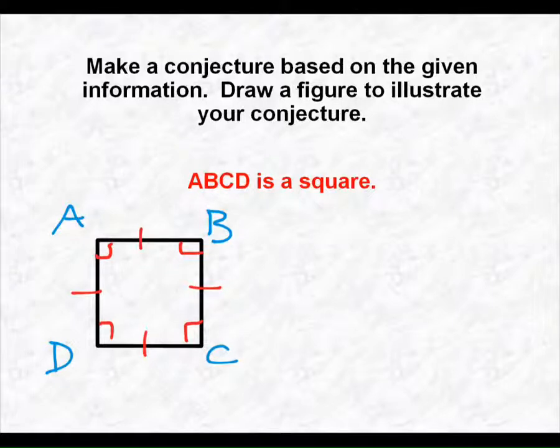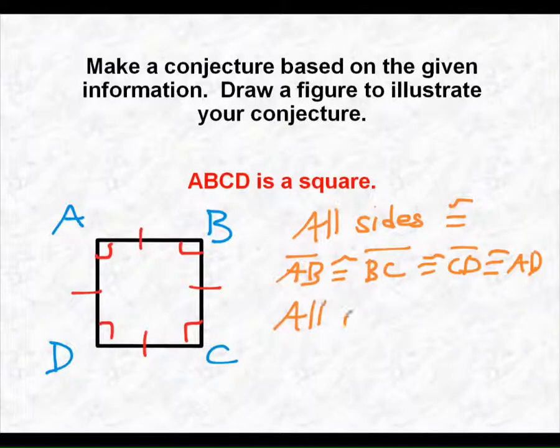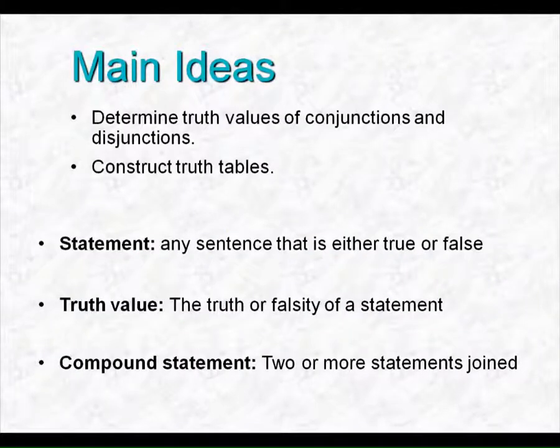That's a conjecture, right? You could either write that out, or you could be specific and say segment AB is congruent to segment BC, congruent to segment CD, congruent to segment AD, right? Those are both conjectures. Those would both be good ones. What would be another conjecture we could make based on this figure? Yeah, four right angles. All right angles. Or you could go through and label the angles too, right?